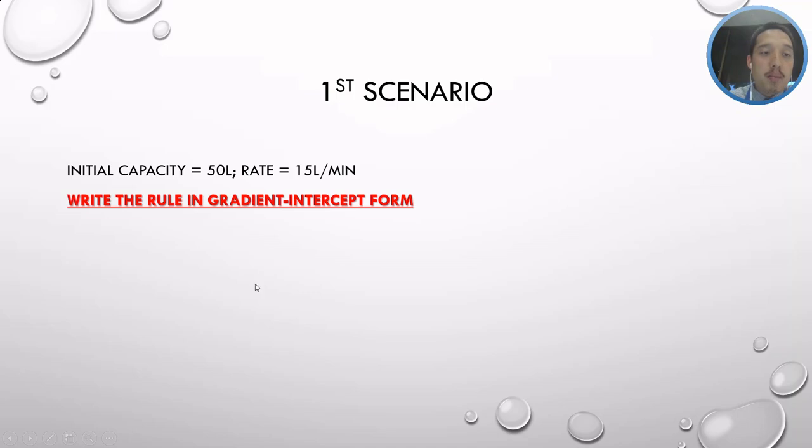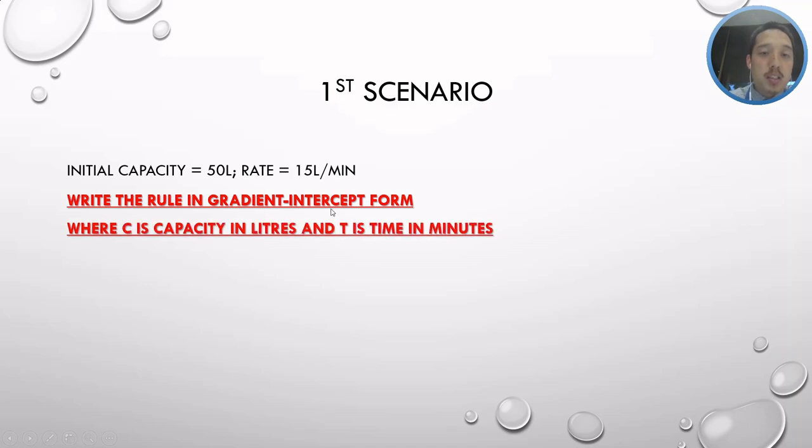Of course, then we can come up with the rule in gradient intercept form, because we know that in this case, C we can define for ourselves. C is capacity in liters and T is time in minutes. Make sure when you're on your PSMT, before you write your rule, you're also defining each variable. And you're defining what units you're going to use. In this case, before you write the linear rule, you write something just before it saying where C is the capacity in liters and T is the time in minutes.